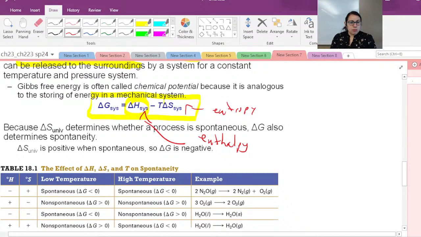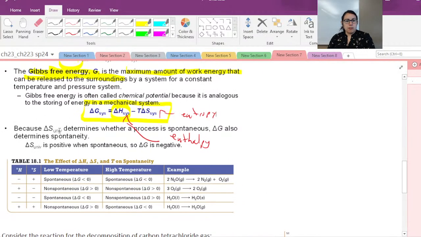And since we said our change in entropy of our universe determines what's spontaneous, then our delta G can also tell us. So this is what we use to quantify and talk about whether reactions are going to occur or not. It's always that delta G.